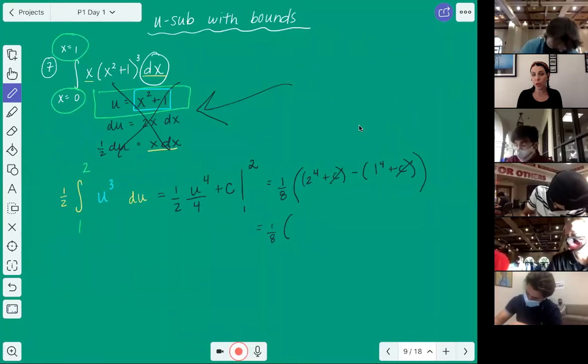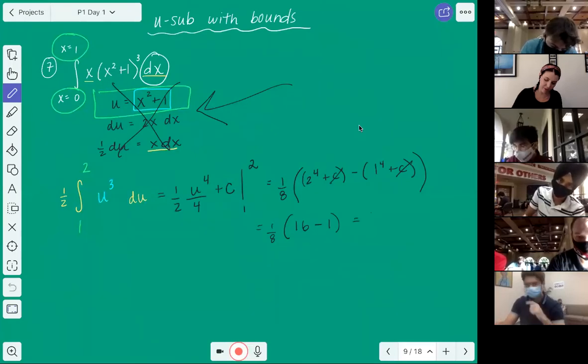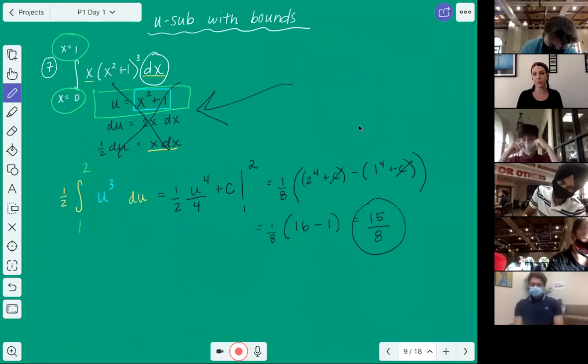2 to the 4th is 16 minus 1 to the 4th, which is 1. So I end up with 15 over 8 as a final answer. Any questions on this problem?